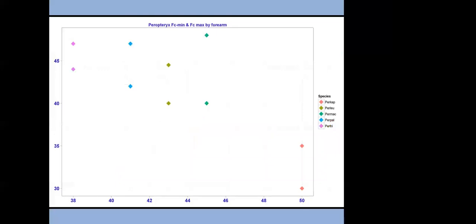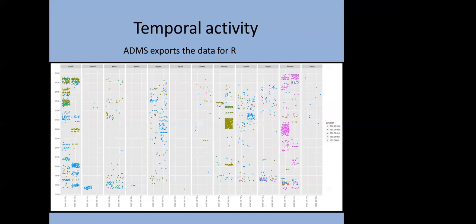Here's another one for an emballonurid group, the Peropteryx species. This is showing both the characteristic frequency, the minimum and maximum, based on forearm size. As I said, the bigger the bat, the lower the frequency, the smaller the bat, the higher the frequency in general. So you start looking at the frequencies across the bottom and forearms on the left with the min-max FC. It gives you an idea of what the ranges are. Some of these sort of things are going to be included in the fact sheets as well, which I'll show you next. Overall, temporal activity, I talked about this.